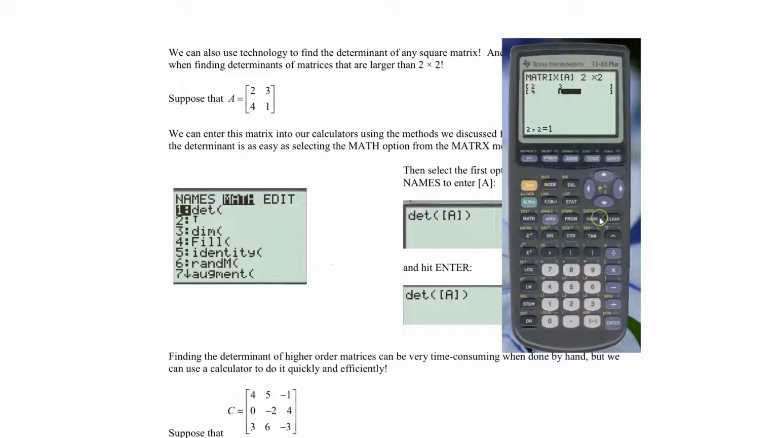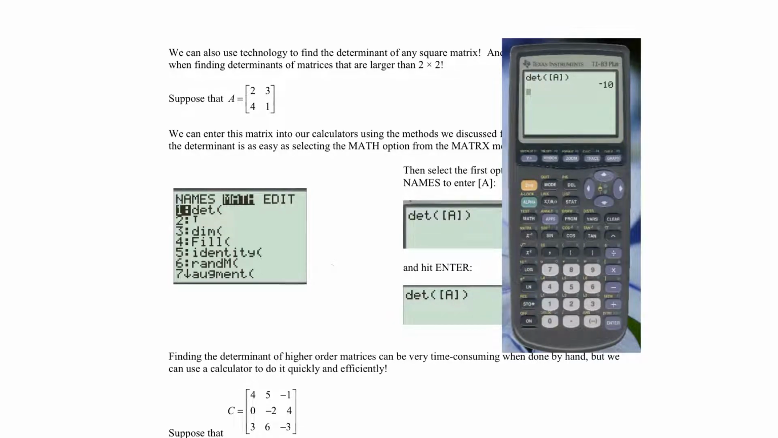Okay, so now I need to quit. So second, quit. And then I'm going to go second matrix again, and I'm going to go over to math, and I'm going to choose determinant. Right there. Hit enter. And then I'm going to go back to matrix again, and I'm going to choose matrix A under the names, and then hit enter. And I can see that the determinant is in fact for that one, -10.